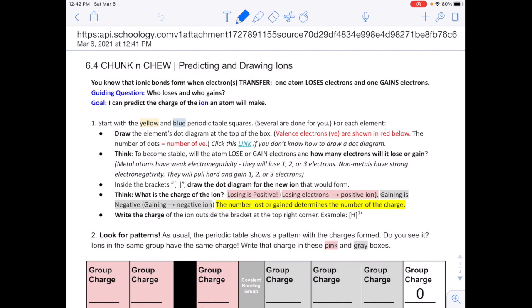Number 1, start with the yellow and blue periodic table squares. Several are done for you. For each element, draw the element's dot diagram at the top of the box. Valence electrons are shown in red below. The number of dots equals the number of valence electrons.